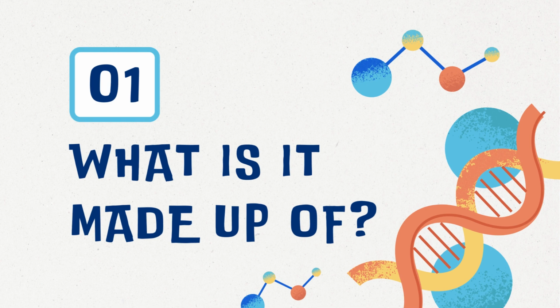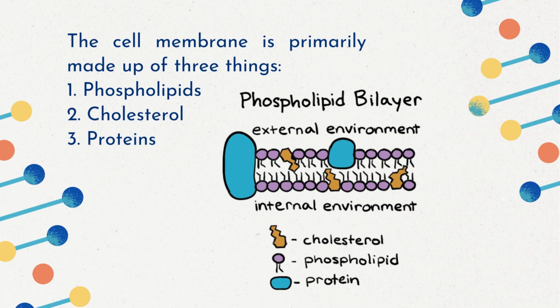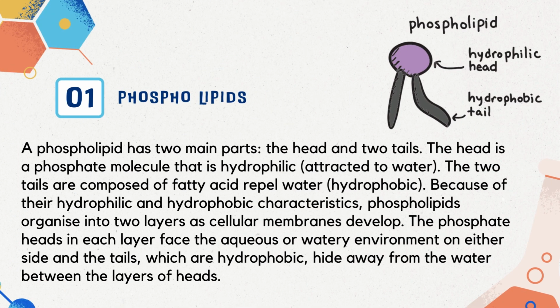What is it made up of? The cell membrane is primarily made up of three things. They are namely phospholipids, cholesterol, and proteins. Now let's see about phospholipids.